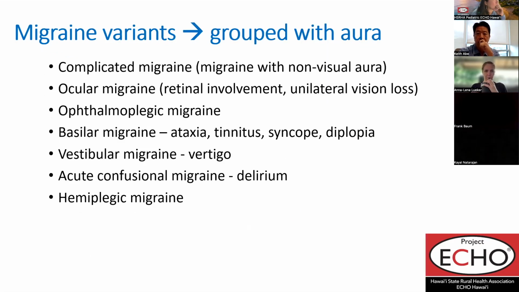Other more unusual variants, which sometimes do require imaging, are ones that do have more neurologic symptoms, whether it's hemiplegic, vertigo type, or basilar migraine. So these are not that common. These definitely will probably need some further workup. But again, not a common type, but can still be an explanation for focal deficits in patients with headache.